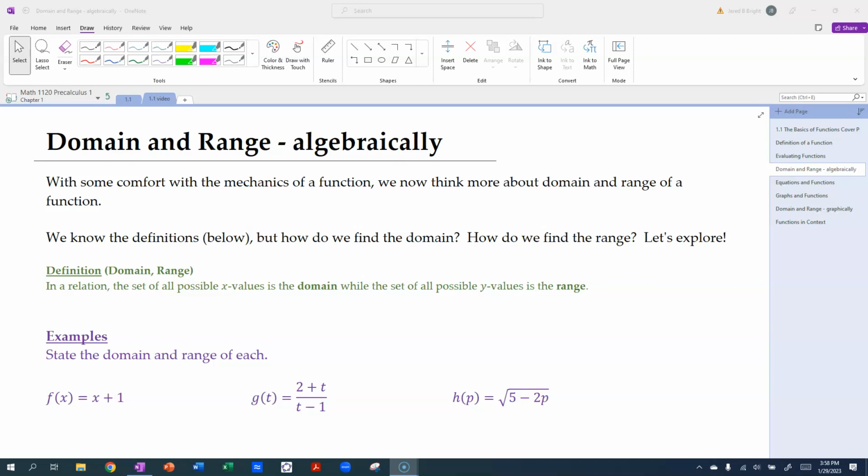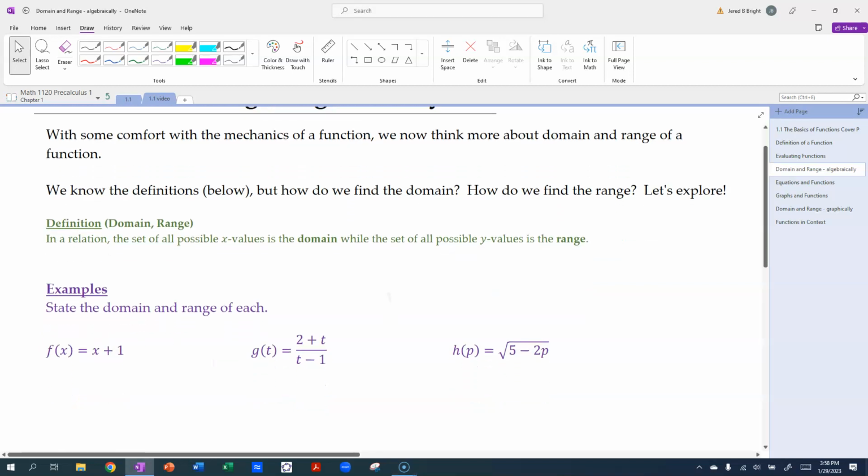We know the definition of relation, function, domain, range. We've seen some examples of evaluating functions and just generally working with functions. We haven't talked about domain and range too much yet. We better do that. So again, domain and range. Domain is just the set of all possible x values, all possible inputs. Range is all possible outputs. And so we want to find the domain and range for each of these.